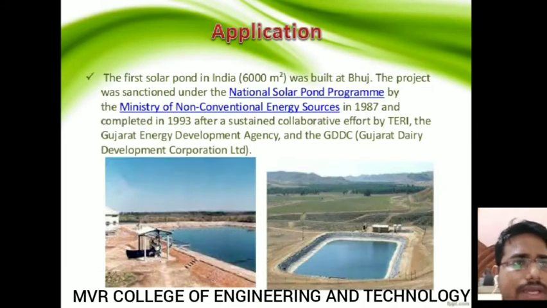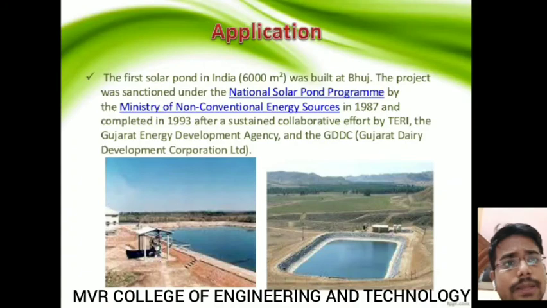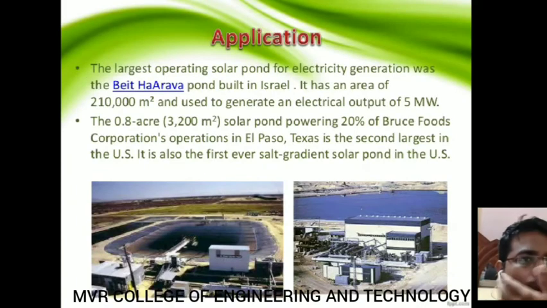So what are the applications of the solar pond? If you see in India, the first solar pond was built at Bhuj in Gujarat, and the project was sanctioned under the National Solar Pond Program by the Ministry of Non-Conventional Energy Sources in 1987, and it was completed in 1993. After a sustained collaborative effort by TERI and the Gujarat Energy Development Agency, it has been constructed like this. So you can see the images of the solar pond at Bhuj in Gujarat. And what are the applications in any other areas?